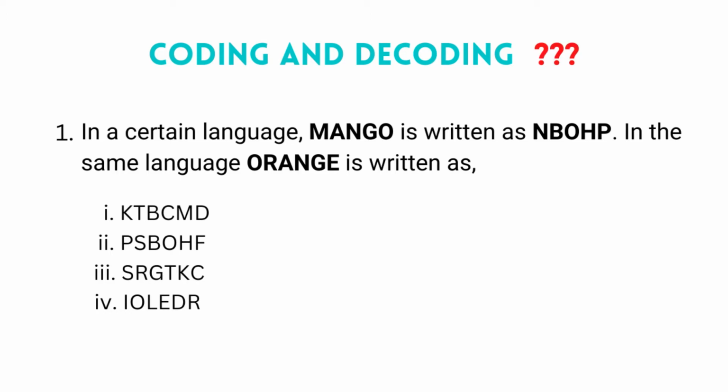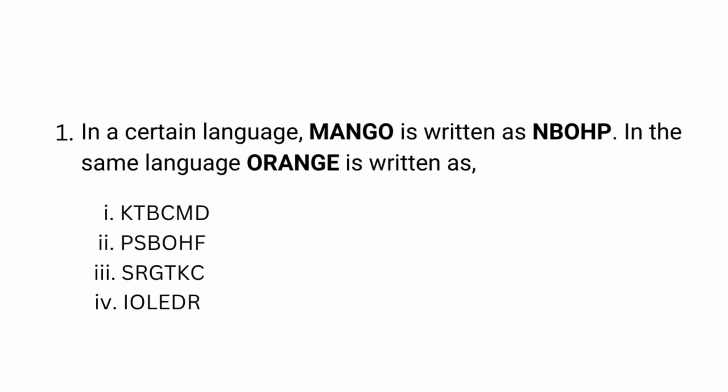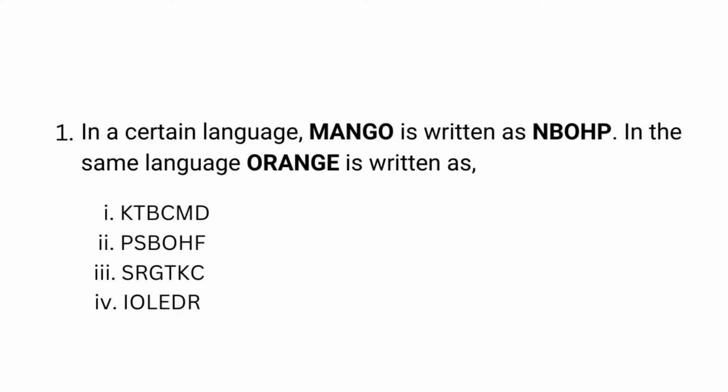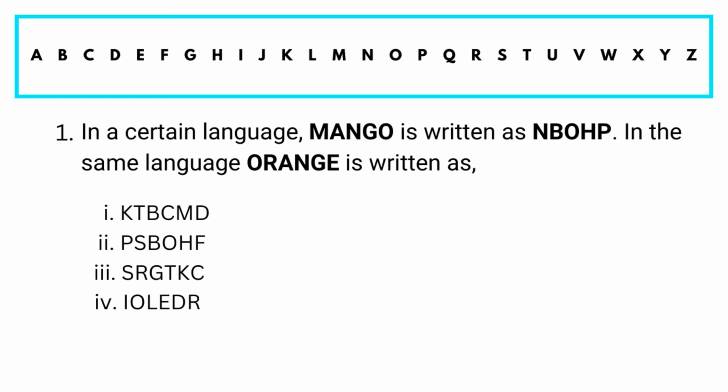Alright, so what does it mean by coding and decoding? Coding means converting a word into another word by using a specific pattern. Decoding means getting the original word from the coded word by using the reversal of that coded pattern. So all you have to do is to identify the pattern, and here comes my first tip. You can easily see the pattern if you have a visual representation of the alphabet. Get a piece of paper and write down the alphabet in this order.